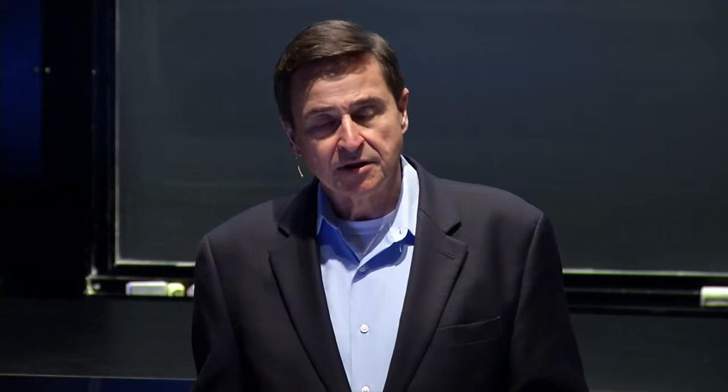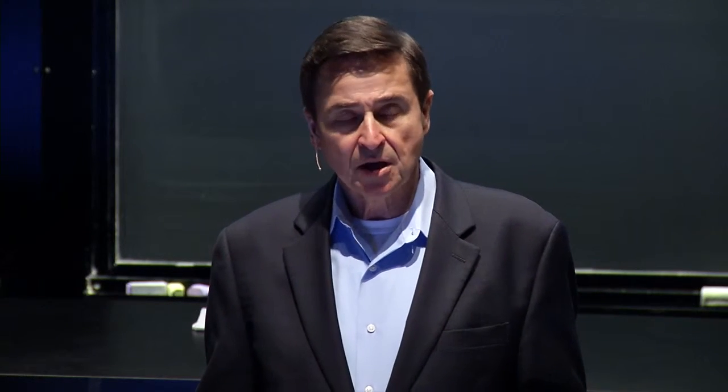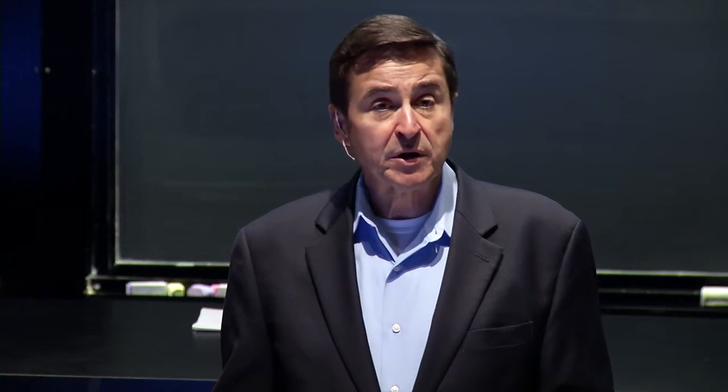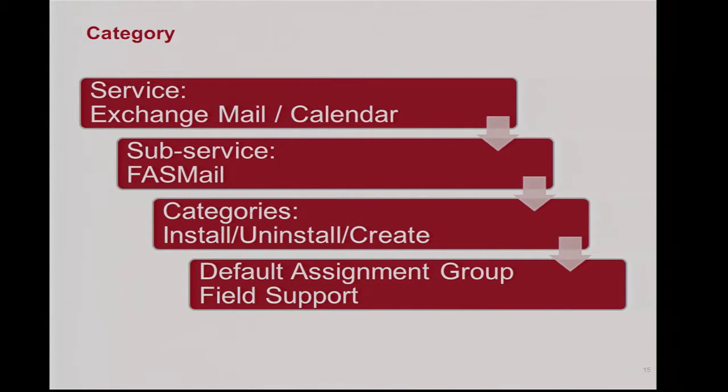Hewitt's service categorization scheme is a two-level hierarchy. It has a combination of the service and the subservice. There are approximately 300 of these combinations. For example, we have the service exchange mail and calendaring. And within exchange mail and calendaring, there are a number of subservices, including FASmail. Others include Office 365 and CA mail.